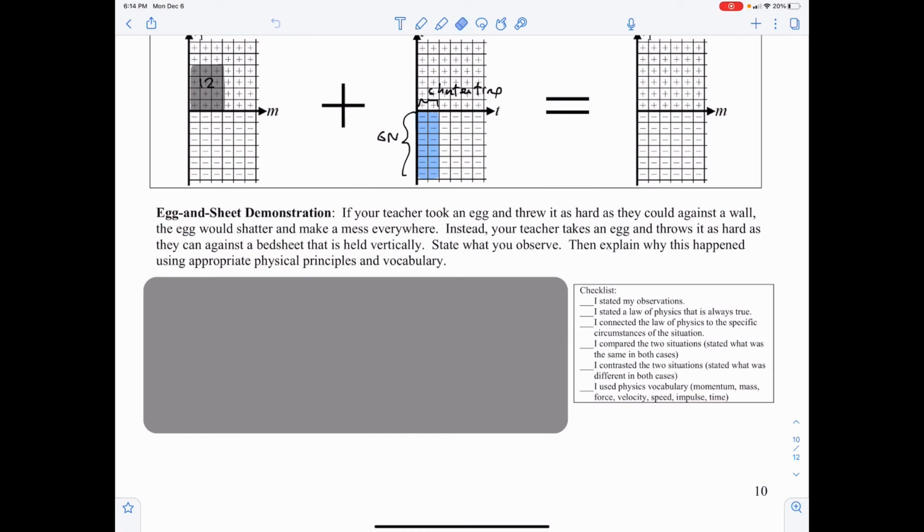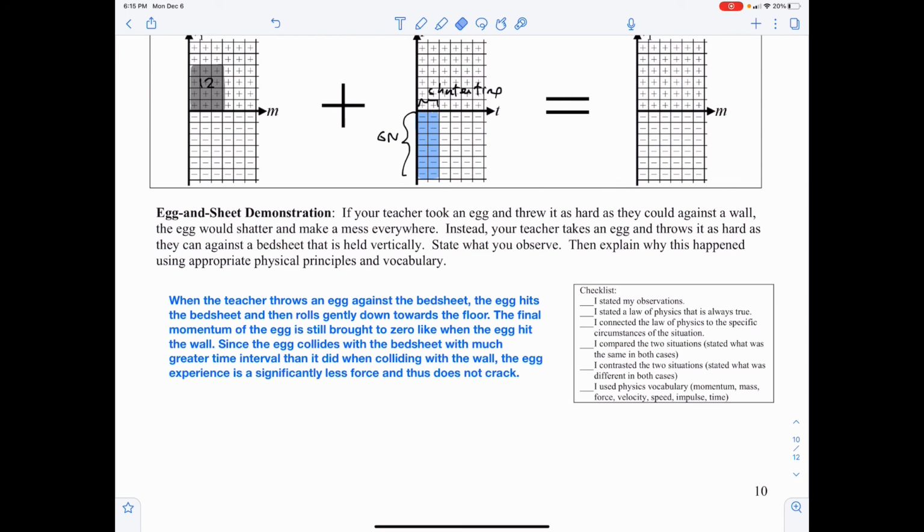Okay, so as we saw in that video, when you throw an egg against a wall, obviously it's going to break. But as you saw, every time it was thrown as hard as you can against a bed sheet, it never broke. So when a teacher or anybody throws an egg against the bed sheet, the egg hits the bed sheet and then rolls gently down towards the floor.